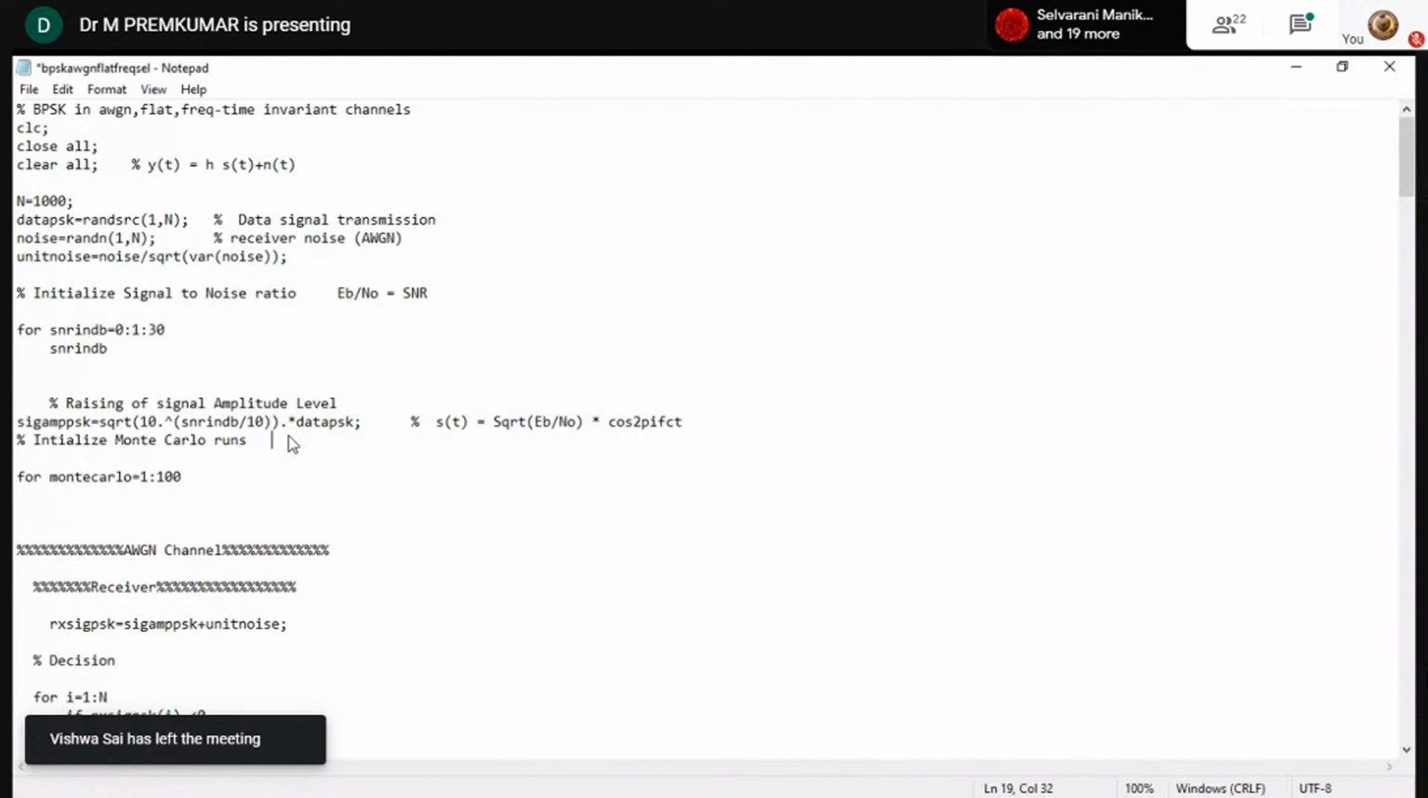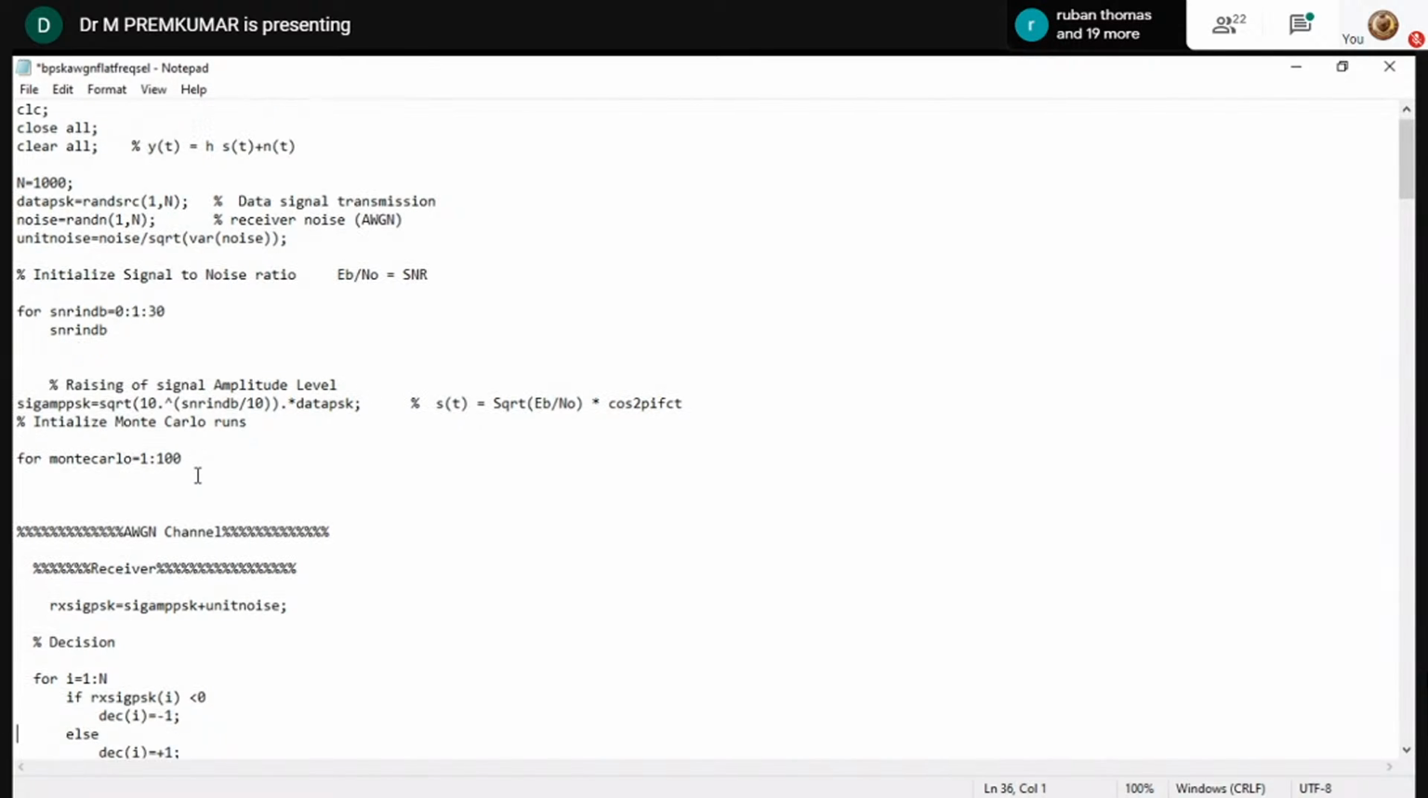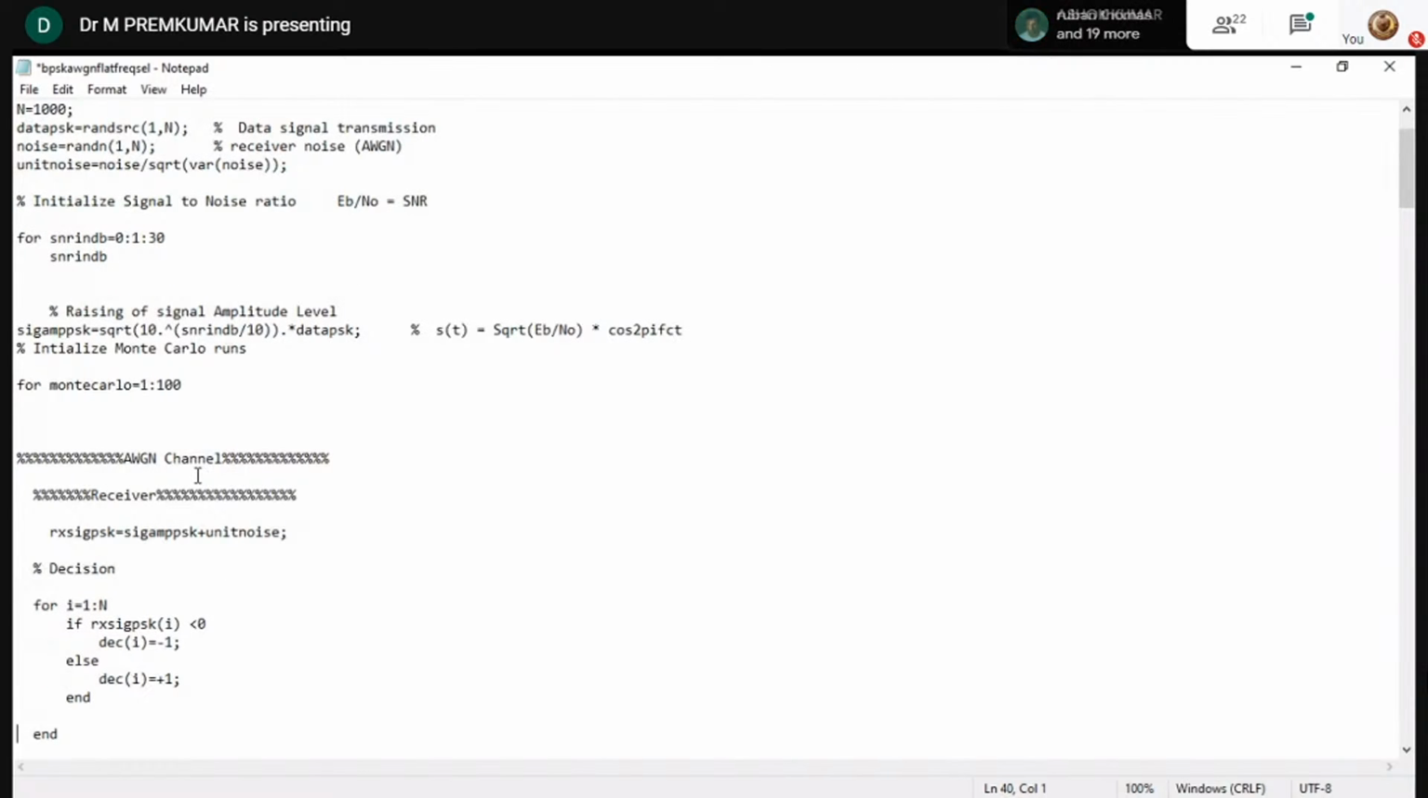Now we are initializing trial and error, that is, initializing Monte Carlo runs. Monte Carlo is a place in the US, famous for casinos, where they play games of chance. Considering the Monte Carlo simulation runs, the Monte Carlo loop, we take 100 Monte Carlo runs. Then we define an AWGN channel.